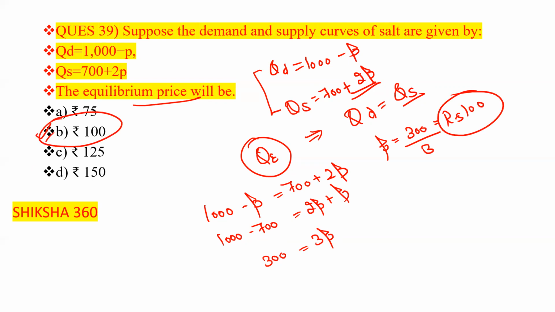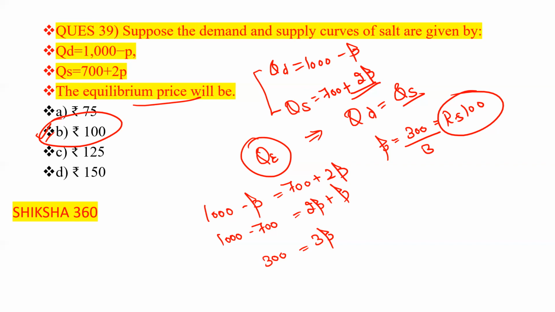Just remember that in the case of the equilibrium price, quantity demanded is equal to quantity supplied. So we will equate both. 1000 minus P is equal to 700 plus 2P. So 1000 minus 700 is equal to 2P plus P, that is 300 is equal to 3P. So P here comes out to be 100. That is the equilibrium price.